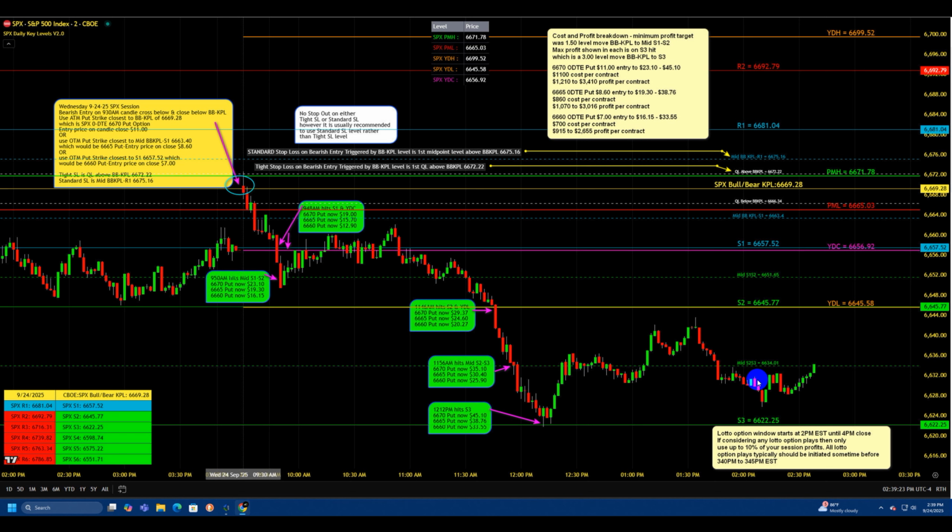Okay. So as you can see here, we also have additional levels called YDH, PMH, PML, YDC, and YDL. Those are also shown on this optional table you can display here. This table here is also optional. If you don't want it on your chart, you can simply turn it off in your user control panel.